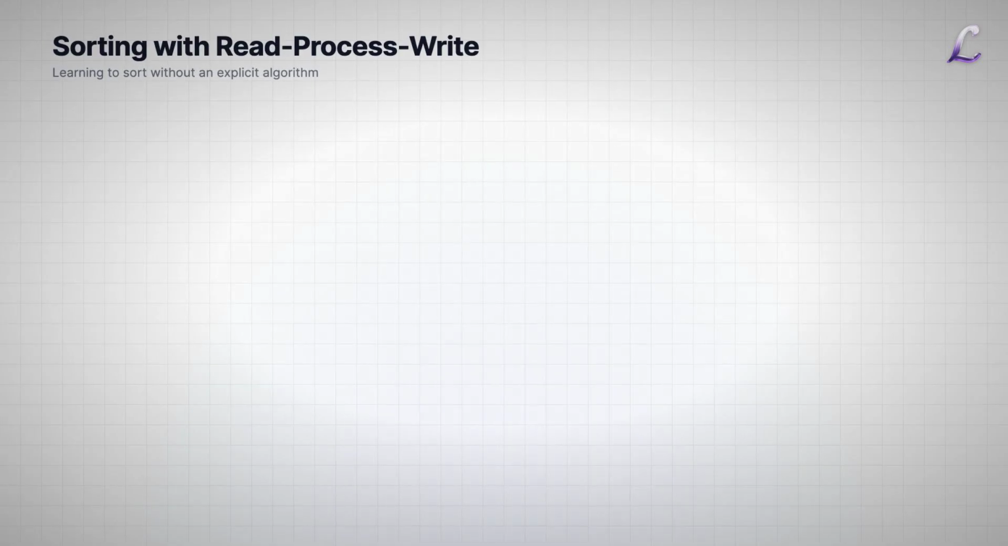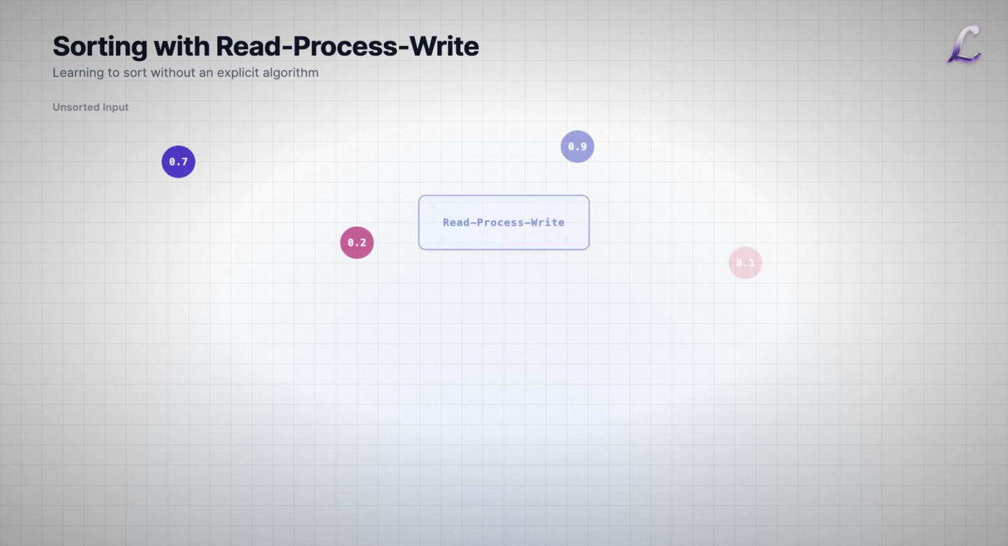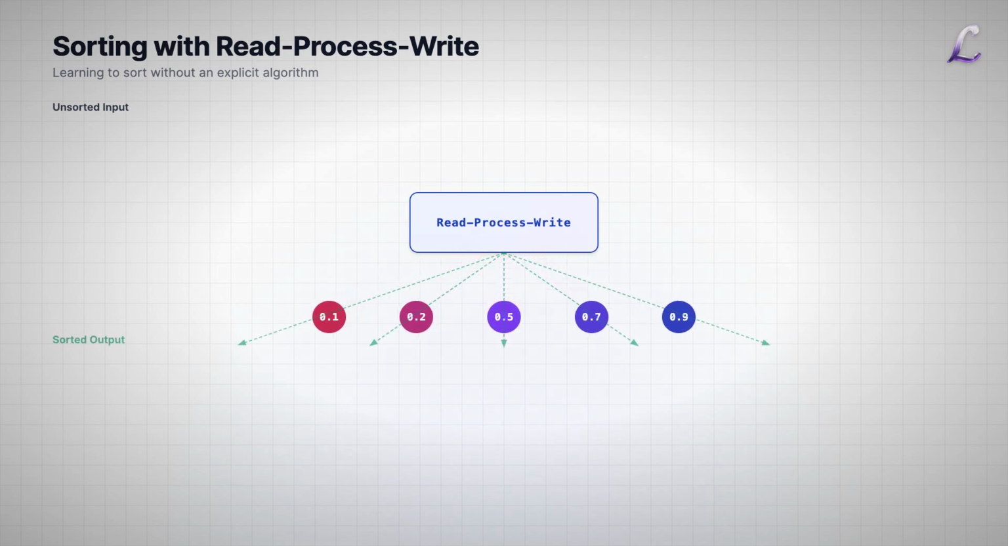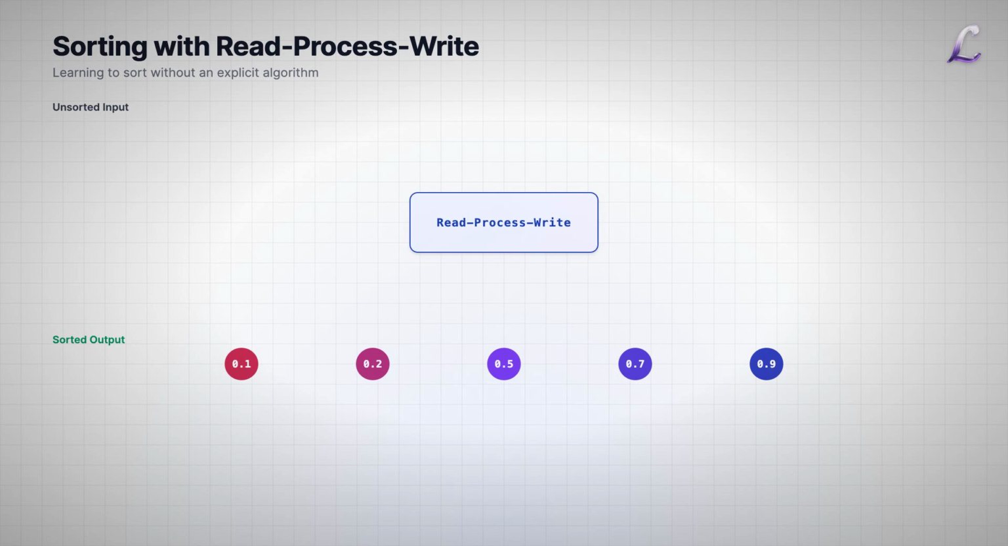To validate this architecture, the authors choose an elegant benchmark: sorting. Given a set of n random floating point numbers, output them in ascending order. This is a pure set-to-sequence task. The input is inherently unordered, and the output has a single correct ordering.